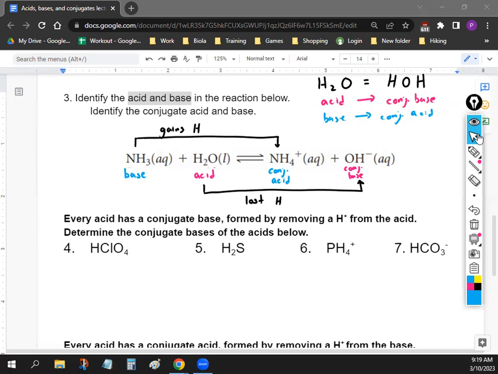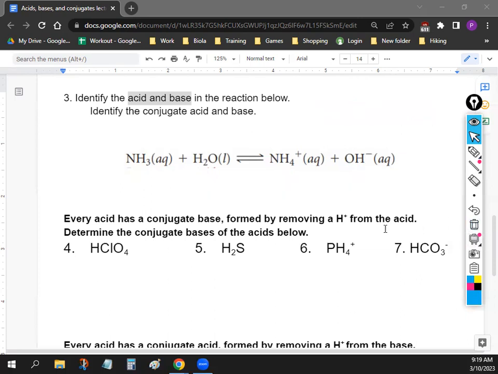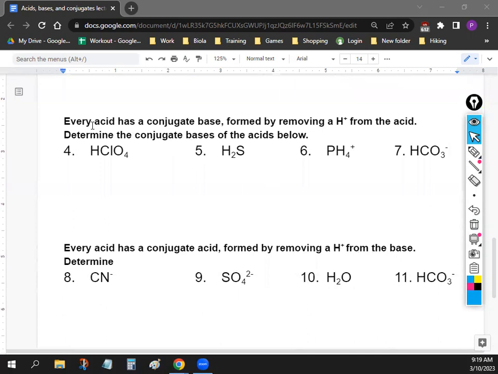Okay. All right. And just to show you guys how easy it is to figure out what the conjugate acid and the base is, we're going to do 8 problems, and we're going to go through them real quick. It should take like 10 seconds each to do. I'm going to show you how to do one of them, and then you guys can try the other one, okay? You guys ready?